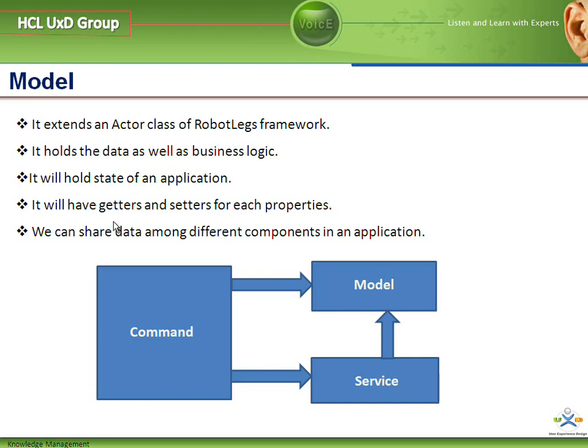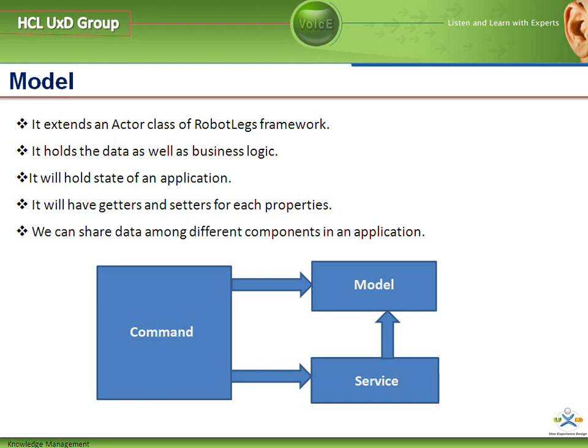If you come to the model, a model has to extend the actor class of the RobotLegs framework. The main importance of a model in RobotLegs is to hold data as well as business logic. Sometimes even a model is used to hold the state of an application. If you want to store data inside a model, then with the help of setters and getters, we need to update data in the model.